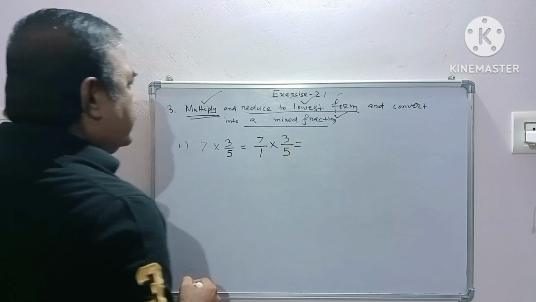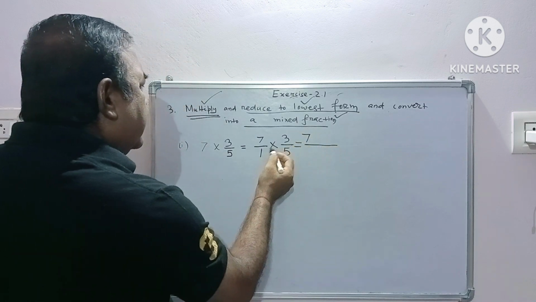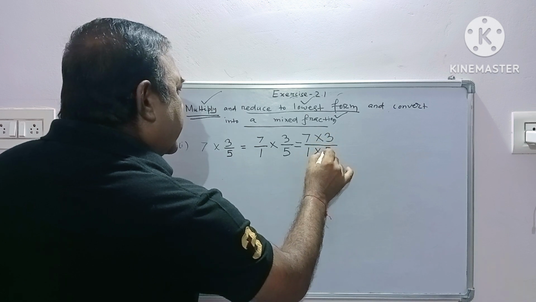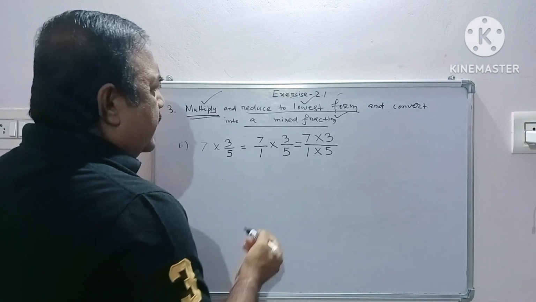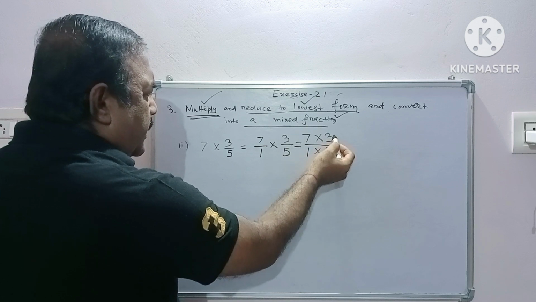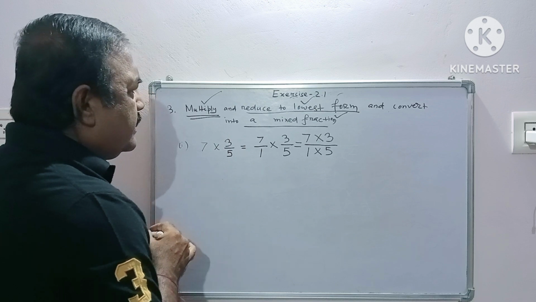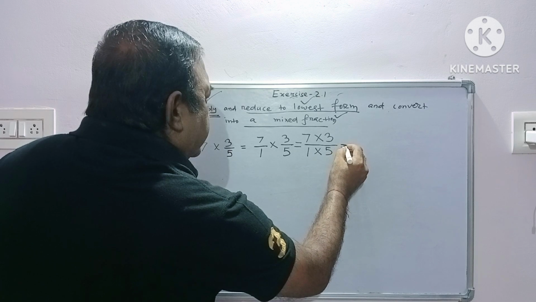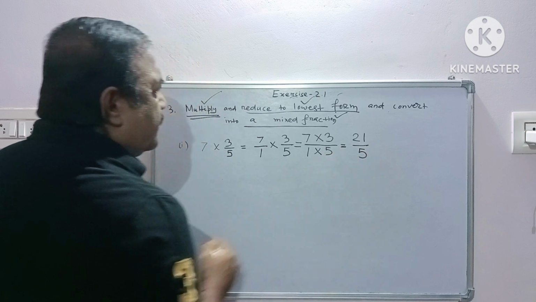Okay. So you see, numerator into numerator, because we are multiplying two fractions, numerator into numerator, denominator into denominator. And now you see, is there any common factor between 7 and 5 or 3 and 5, between a numerator and a denominator? Is there any common factor other than 1? No. So you see, if you write like this, 21 upon 5.